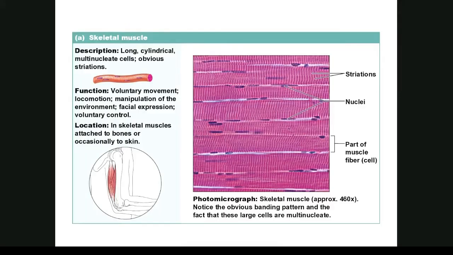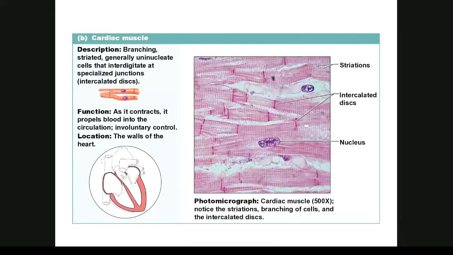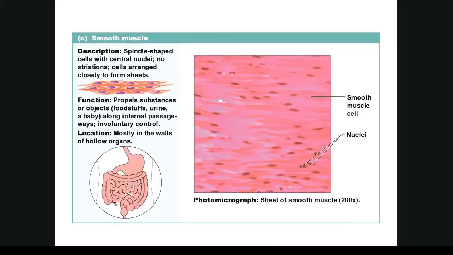So here we have our skeletal muscles. These are our striations up through here. We have our cardiac muscle, and these are striations. These are intercalated discs. We have smooth muscle, which has no striations that are visible.